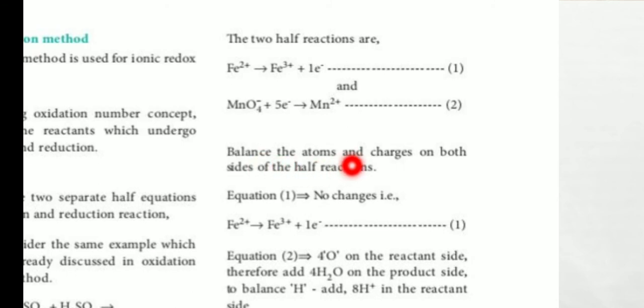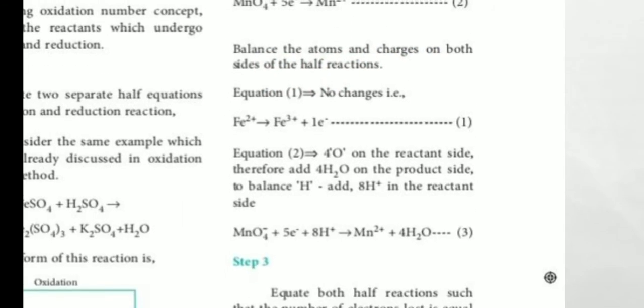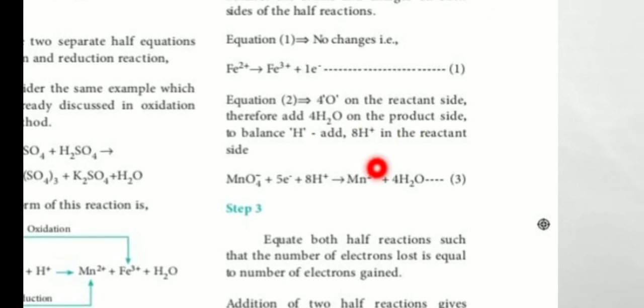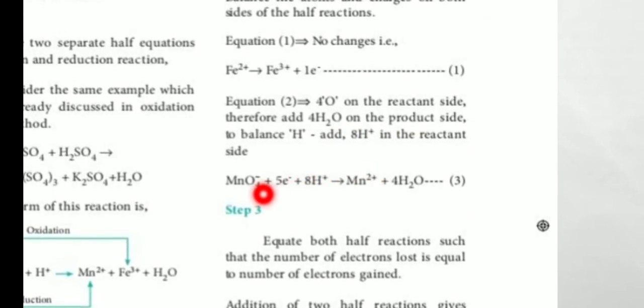Balance the atoms and charges on both sides of the half reaction. MnO4 minus has 4 oxygen atoms on the reactant side, therefore add 4 H2O on the product side. To balance hydrogen, add 8 H plus on the reactant side. So MnO4 minus plus 5 electrons plus 8 H plus gives Mn2 plus plus 4 H2O.